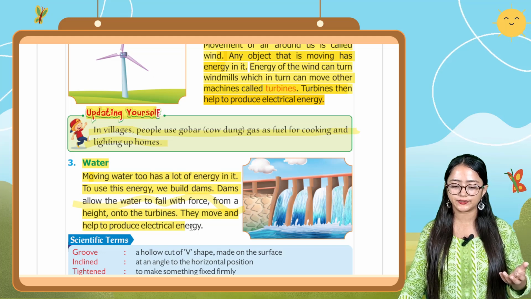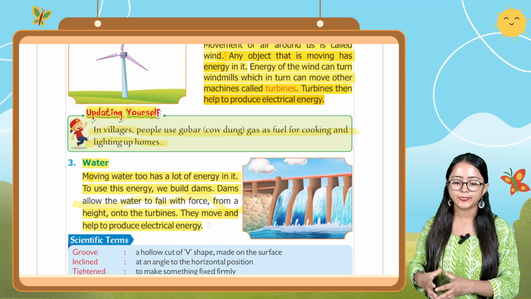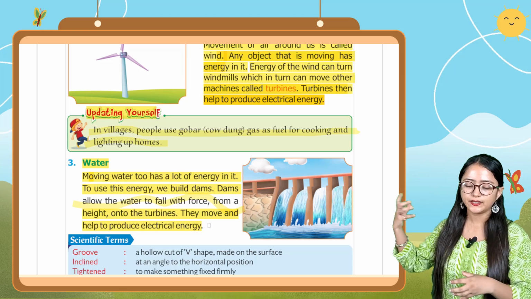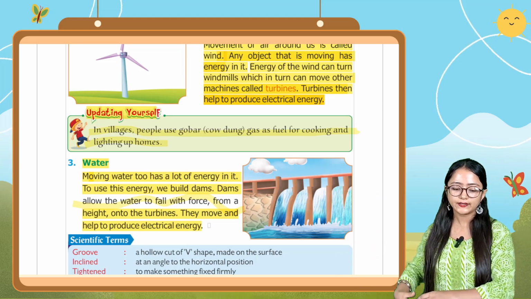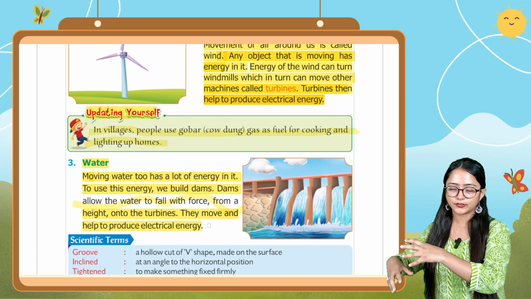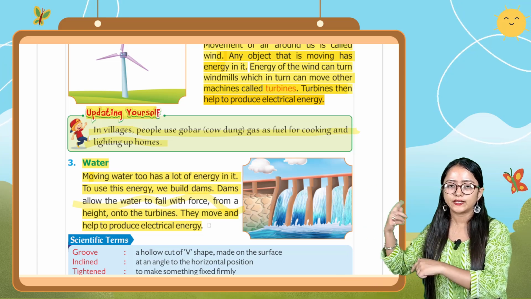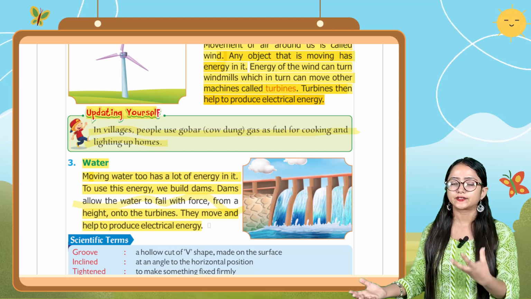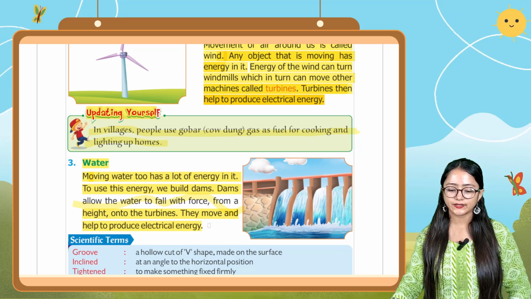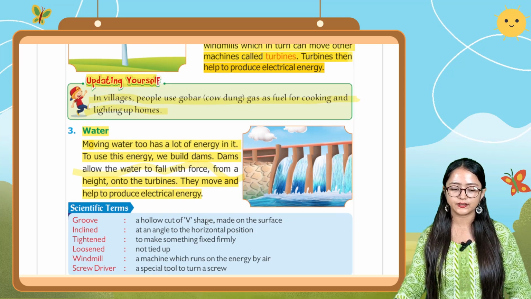Dams allow the water to fall with force from a height onto the turbines, and they move and help to produce electrical energy. So in a dam, when the water falls down from a particular height, the turbines move, and when the turbines move they generate electrical energy. And we get electricity with the help of this energy.